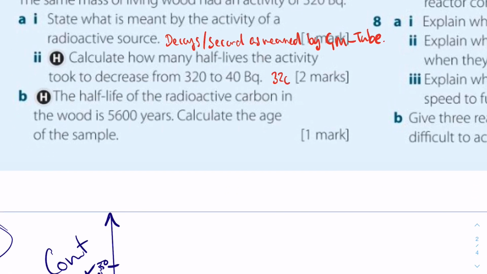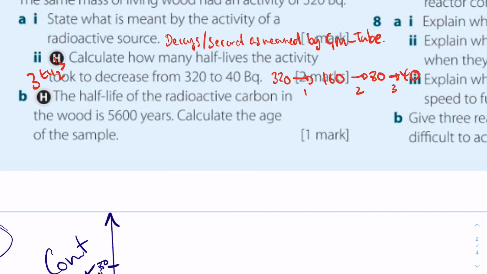Calculate how many half-lives the activity took to decrease from 320 to 40. So we've gone from 320 to 160. Yeah. Then to 80, then to 40. So we've gone 1 half-life, 2 half-lives, 3 half-lives. So the answer is 3 T-halves. 3 half-lives.